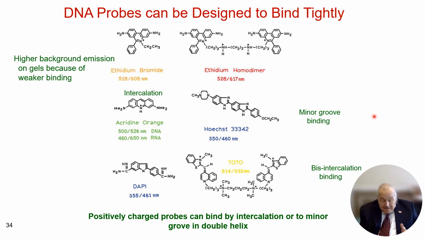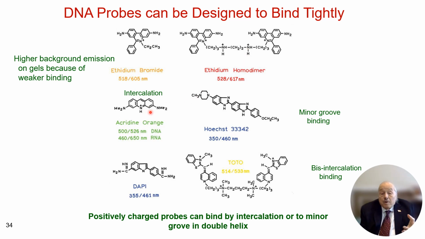DNA probes. DNA probes are incredibly important, of course, not only for sequencing, but for doing any type of gel experiment. And there's a couple of classes of probes for DNA. Some probes, like ethidium bromide, intercalate into the DNA double helix, and the ethidium homodimer intercalates and binds even more strongly into double helical DNA.